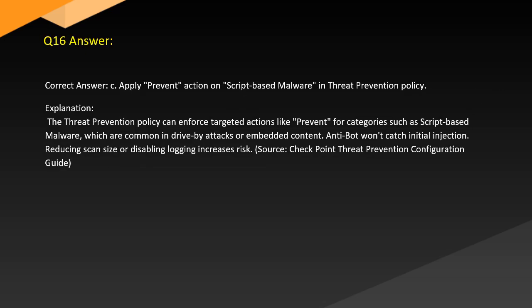Answer. Correct answer: C. Apply a prevent action on script-based malware in the threat prevention policy. Explanation: The threat prevention policy can enforce targeted actions like prevent for categories such as script-based malware, which are common in drive-by attacks or embedded content. Anti-bot won't catch the initial injection. Reducing scan size or disabling logging increases risk. Source: Check Point Threat Prevention Configuration Guide.